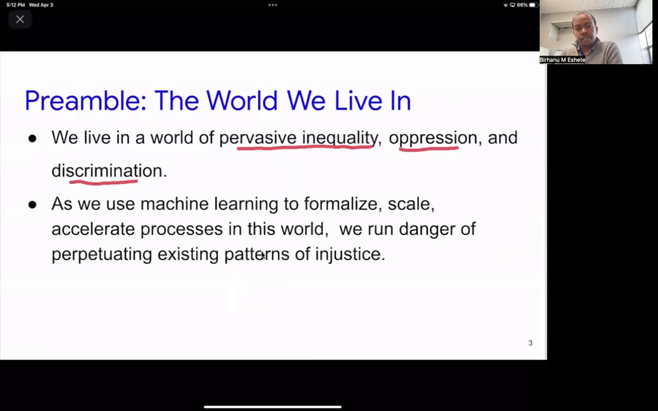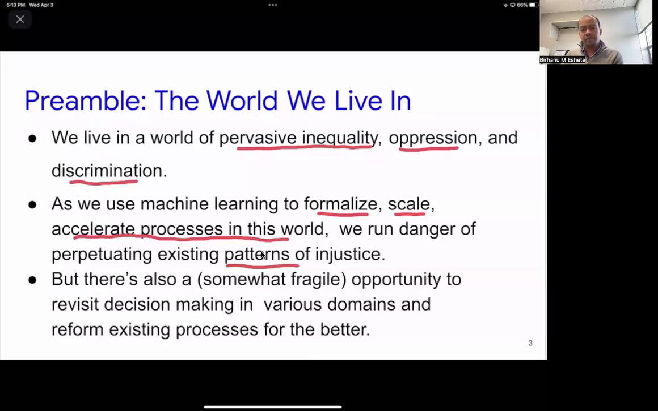So in addition, to contextualize what we're talking about here, as we use machine learning to formalize, scale, and accelerate processes in this world that is plagued with pervasive inequality, oppression, and discrimination, we are running a danger of perpetuating or propagating the existing patterns of injustice, right? So that's the starting point of our discussion here, not necessarily tied to the technical definition of fairness, as you will see. It's really hard to technically define what fairness is given the complex world we live in.